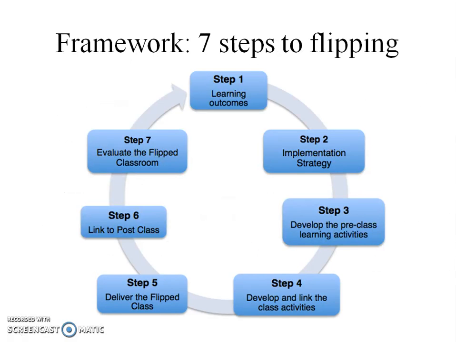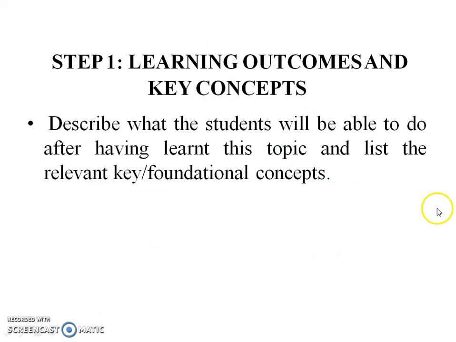Implementation of Flipped Classroom consists of 7 steps. Let us understand this through a framework. There are the 7 steps: step number 1, learning outcomes; implementation strategy; develop pre-class learning activities; develop and link class activities; deliver the flipped class; link to post-class; and evaluate the flipped classroom. Let us understand all these steps in the further slides.